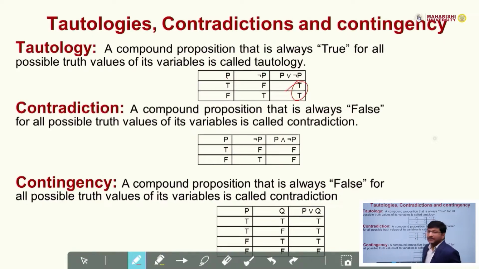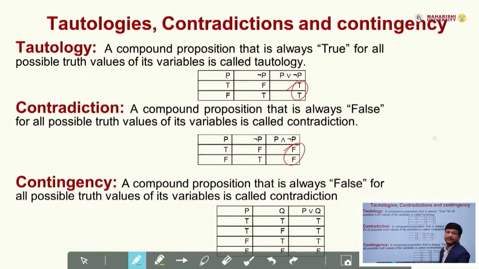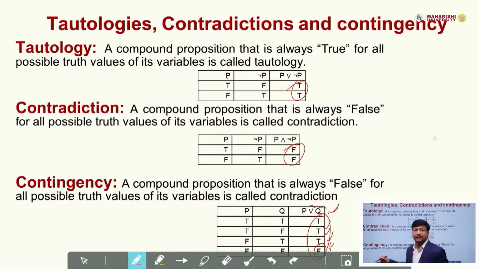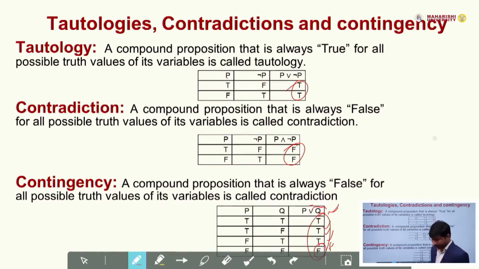Next type of propositional statement is contradiction. A compound proposition is said to be a contradiction if it has only false in the last column of the table. Then contingency has mixed values of true and false both. For example, if three are true but the fourth one is false, this statement is known as contingency. Tautology, contradiction, and contingency.